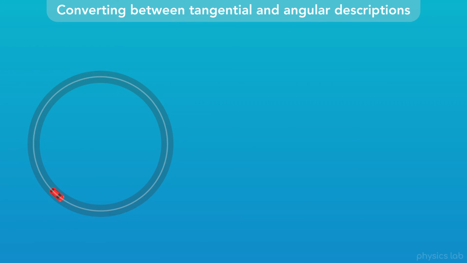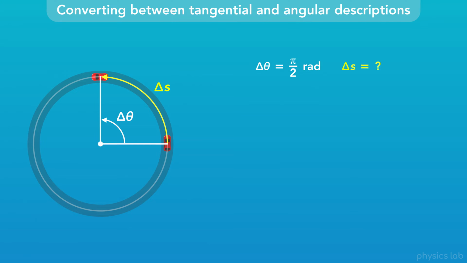This car is in circular motion. During a period of time, the car travels both an angular displacement, delta theta, and a tangential displacement, delta s. If the angular displacement is pi over 2 radians, what's the tangential displacement? Put another way, what is the arc length that corresponds to an angle of pi over 2 radians?